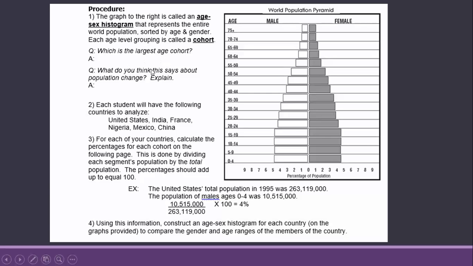A couple of questions here for you just to think about when you're going through your procedures. Now, every single one of you is going to have the following countries to analyze: the US, India, France, Nigeria, Mexico, and China. You'll see data tables for each one of those countries on the following pages.